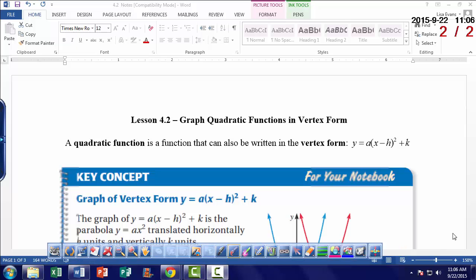Hello, today we're doing lesson 4.2. We're graphing quadratic functions in vertex form. We're going to have the same kind of graphs that we had. We're just going to do it a little differently because now our quadratics are in what we call vertex form.